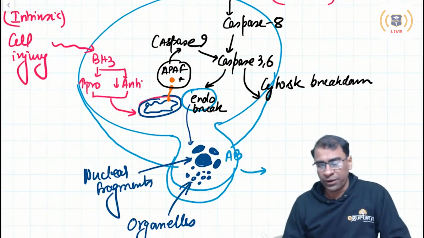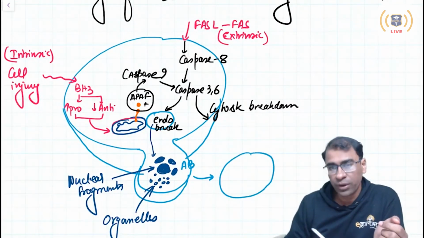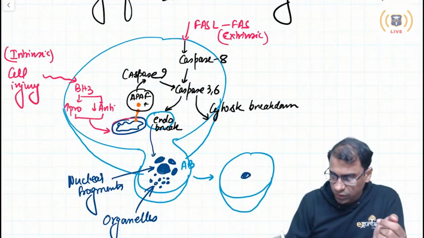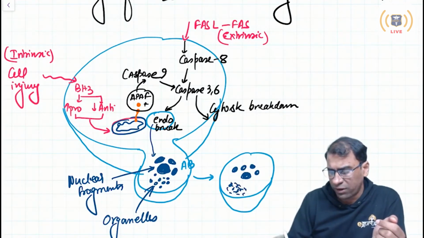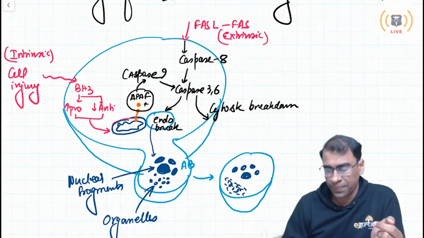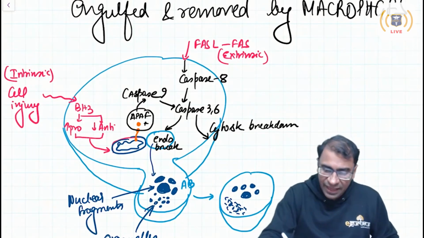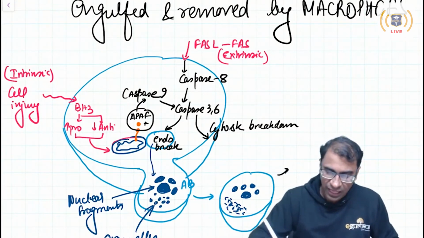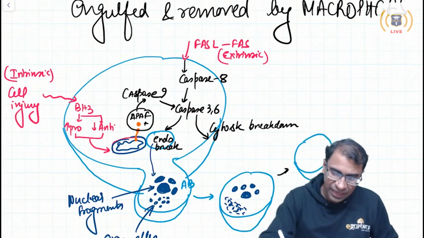This apoptotic body will then separate out. Look at it, separate out like this. It has separated out, which has the nuclear fragments and also various organelles like mitochondria, ER, whatever has got damaged, it is coming out. Now see what happens. This will be then engulfed by macrophage. This apoptotic body is then engulfed by the macrophage.